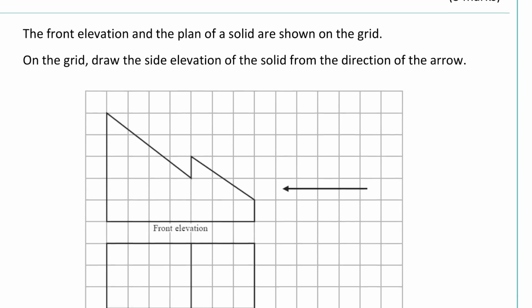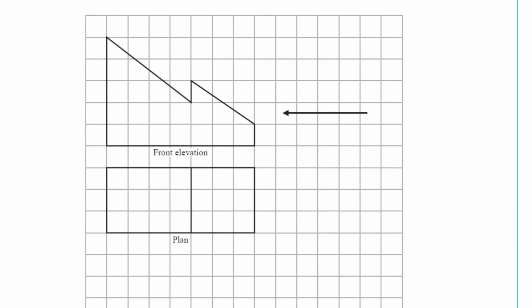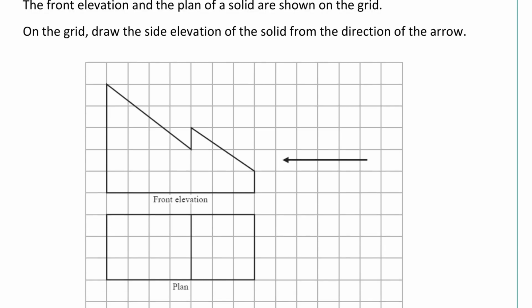On to question 2, we have a plan and elevation. Now this one here is asking us to draw a side elevation, but has given us the front elevation and the plan. Now it's a little annoying that that arrow is in the way there, because I would like to draw the side elevation to the side of the front elevation. So I'm actually going to draw over the top of it.